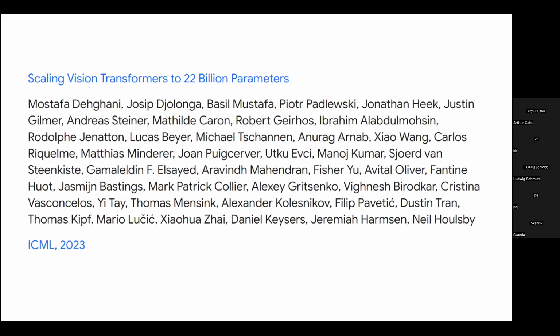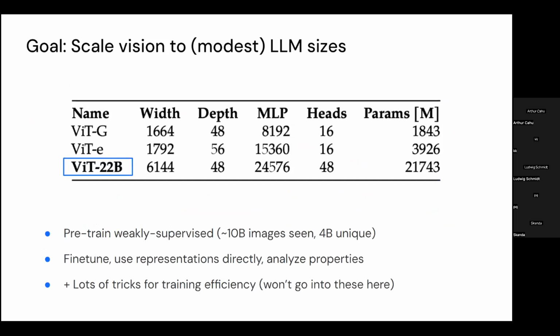So the first work, scaling vision transformer to 22 billion parameters. Like I said before, the idea of this work was to train such a large model and see what happened, what would emerge if we did that. The model was trained on 4 billion unique images for a few epochs, so 10 billion images seen, and then we analyzed the representations or fine-tuned it to various tasks and looked at the properties of the model. The paper also describes quite a few tricks to make the training more efficient, but I won't go into those in this talk. That's kind of a talk in its own right.